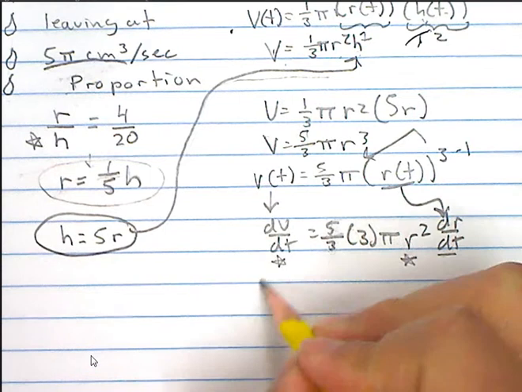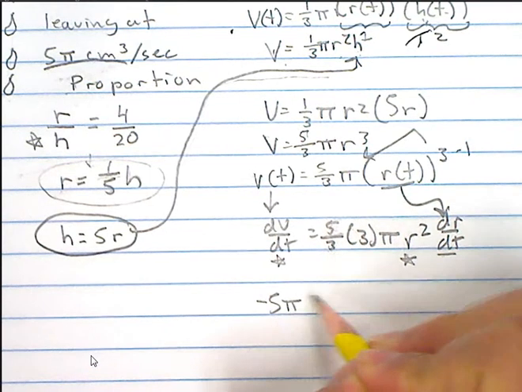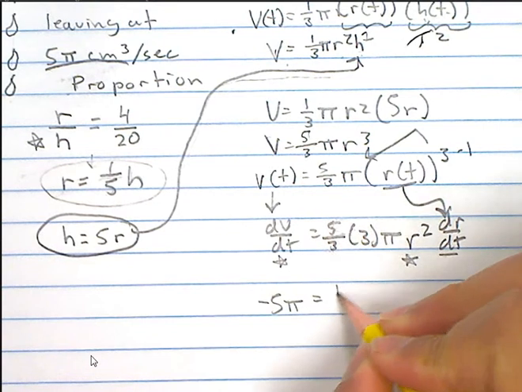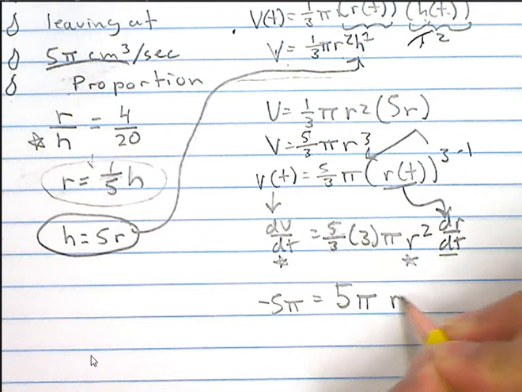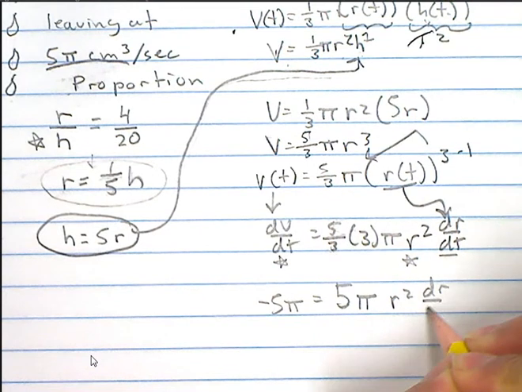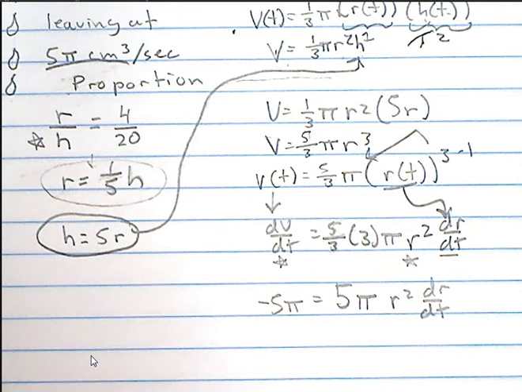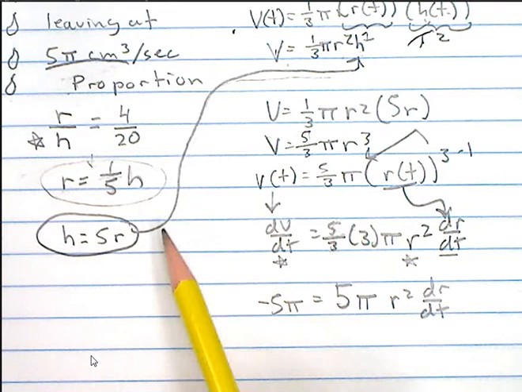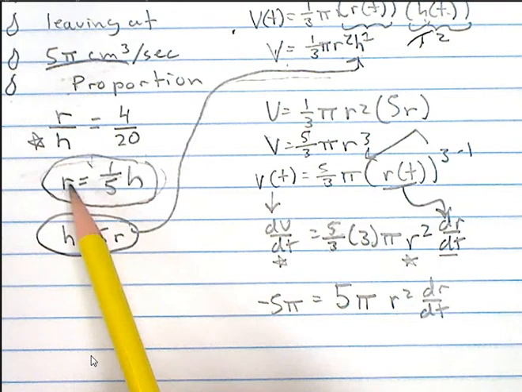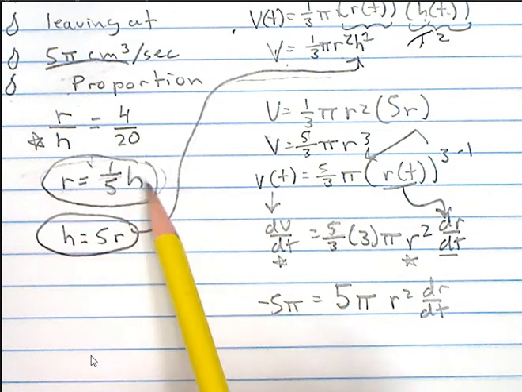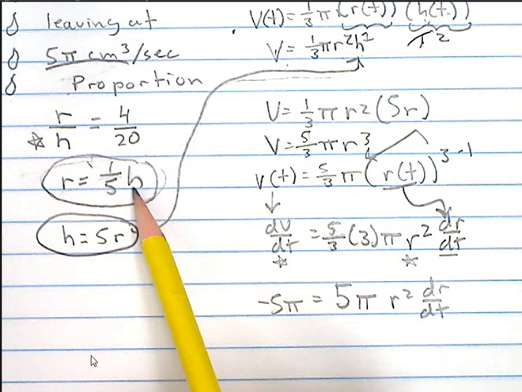Okay, so let's go ahead and do that. Negative 5 pi equals, that'll just be 5 pi r squared dr dt. Now we still need r. Well, we can find r using one of these formulas over here. Well, this one right here. It's set equal to r, but I need h. I need to plug in h. Well, I am given h right up here, when h equals 6.